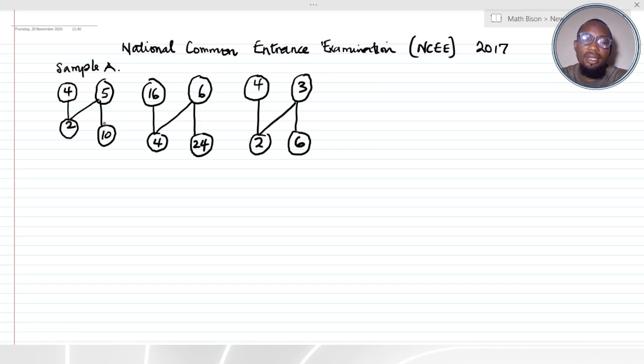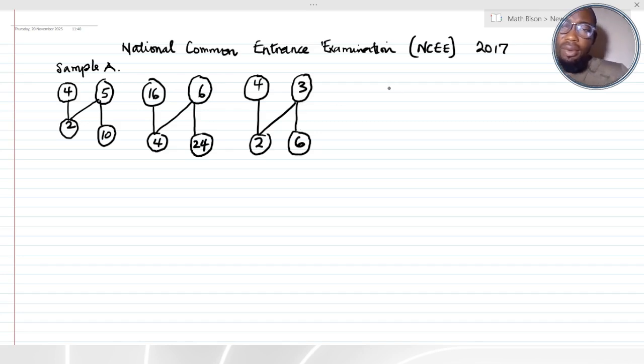This is not a mistake. This can be the first clue you are given to solving the question. You should ask yourself, why is there no connector between 4 and 5? Maybe there's no relationship between 4 and 5. So let's focus on what we can get from the way the line is flowing. We have 4, 2, 5, 10. And we have 16 connected to 4, 4 connected to 6, 6 connected to 24. We have 4 connected to 2, 2 connected to 3, and 3 connected to 6.